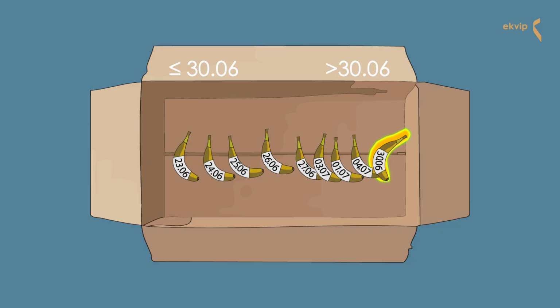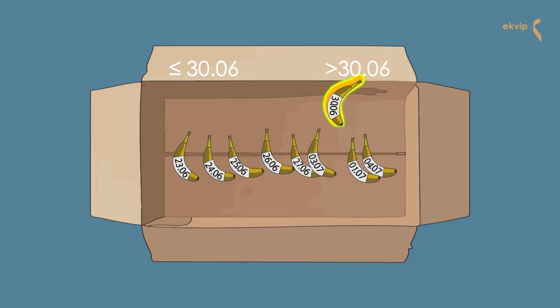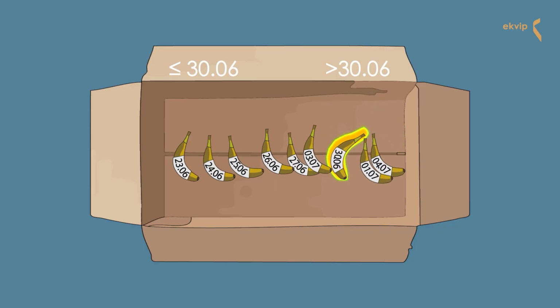As pivot we choose the banana with expiration date June 30th. The first banana we compare has an earlier expiration date. It stays in place.